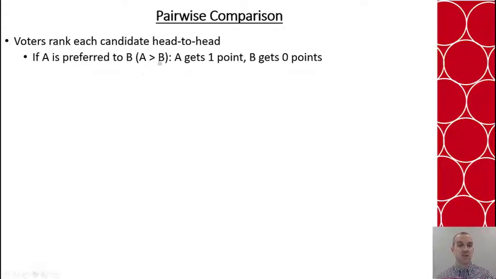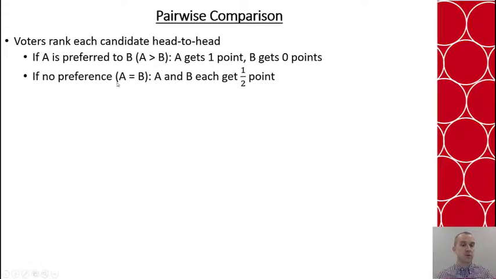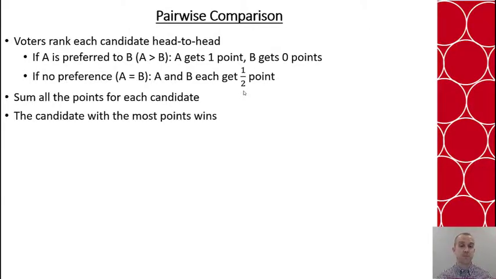And you'll see it written often as an inequality. So like A is greater than B, A would get 1 point. If it was A less than B, A would get 0 points, B would get 1 point. If they're equally preferred, so no preference, they get the equal sign, each person gets half of that point. So every head-to-head is worth a total of 1 point, and so then you will, again, add up all the points, and whoever has the most points will win.